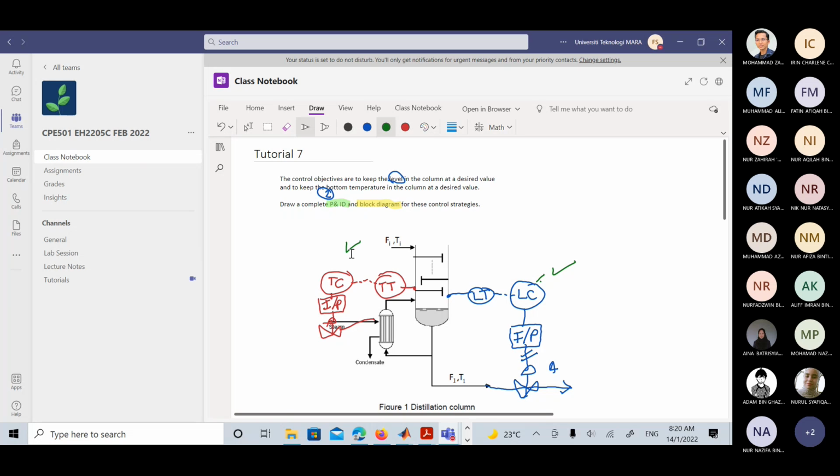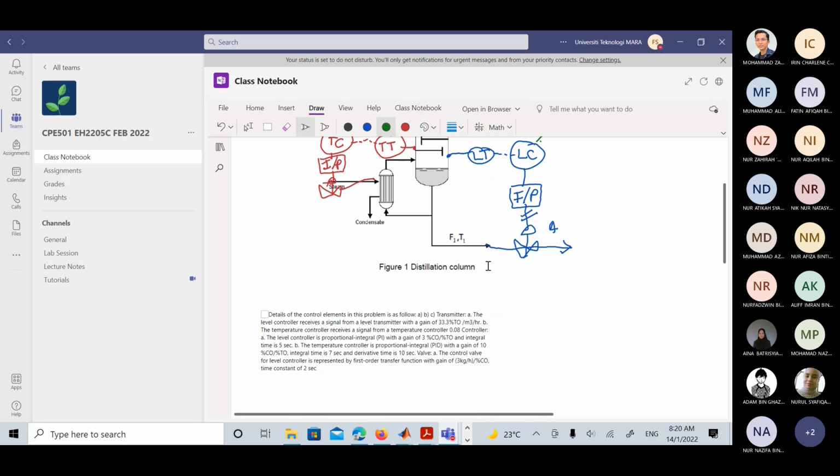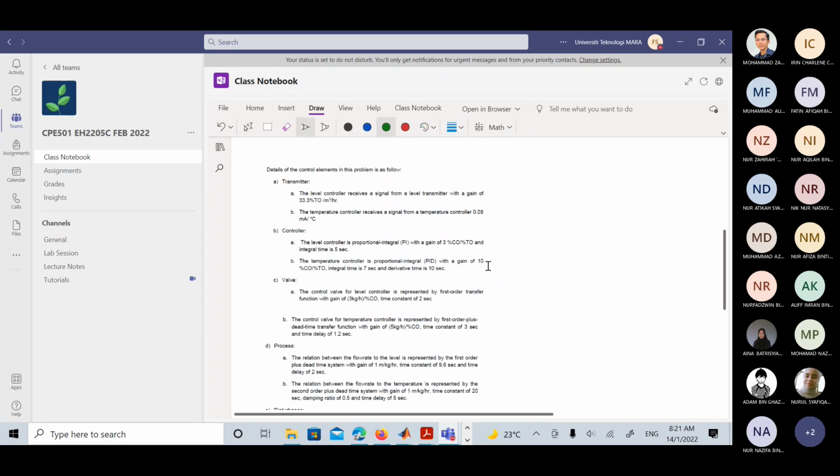Alright, we move to the second question, which asks you to draw a block diagram for this control strategy. Okay, so a block diagram for both controllers. We have the temperature controller and also the level controller. For this tutorial, you are not asked to calculate all those gains, all those time constants, and also all those time delays that might be required for certain block diagram information.